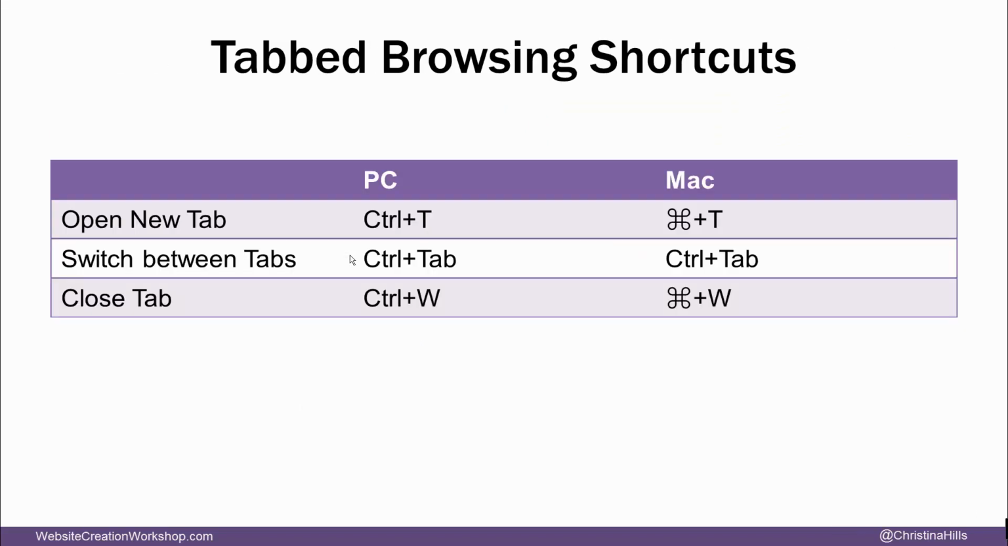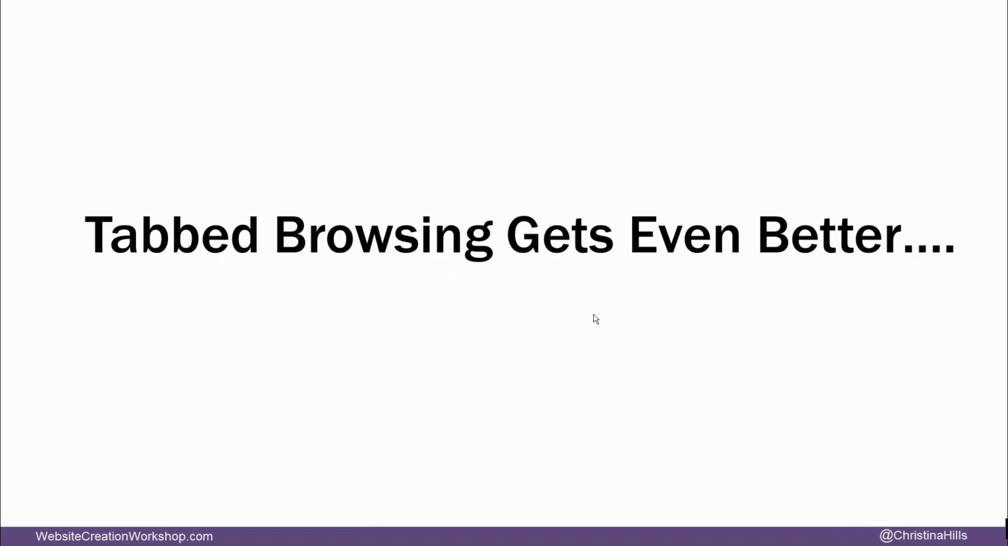And here are some tabbed browsing shortcuts, and you're going to get these shortcuts in the PDF. To open a new tab on a PC, it's Control T. On a Mac, it's Apple Command T, and that's the funny squiggly thing on your keyboard on a Mac. To switch between tabs is Control Tab, or to close a tab is Control W. But tabbed browsing gets even better.